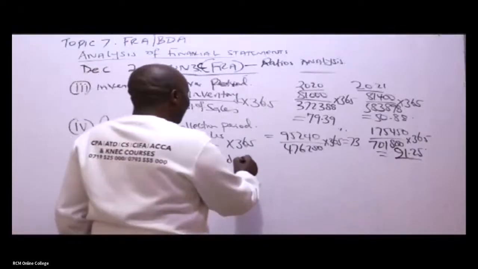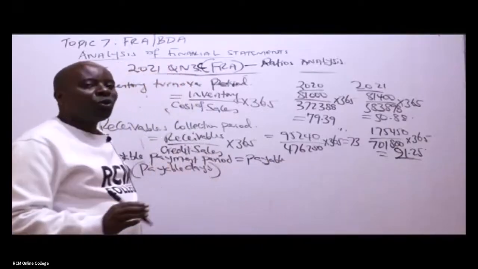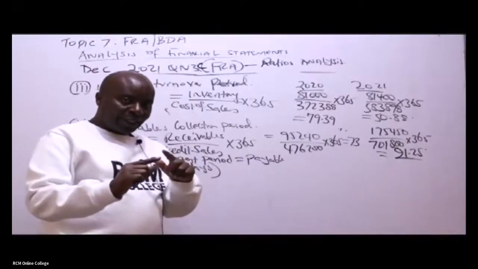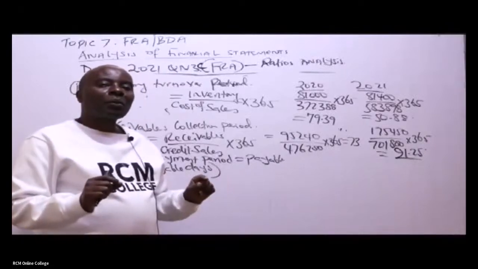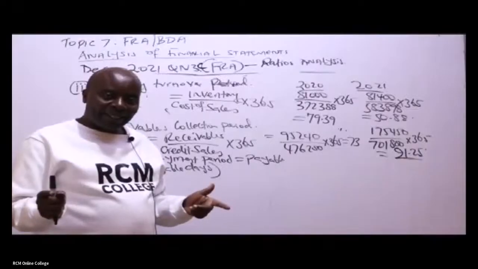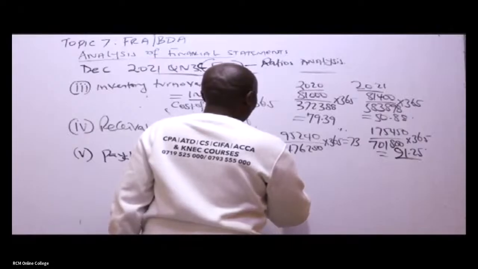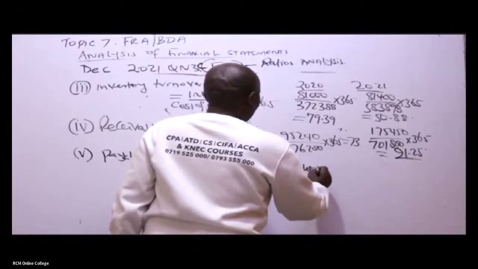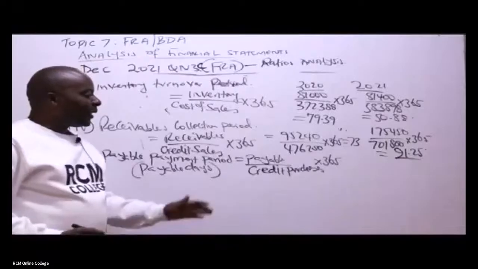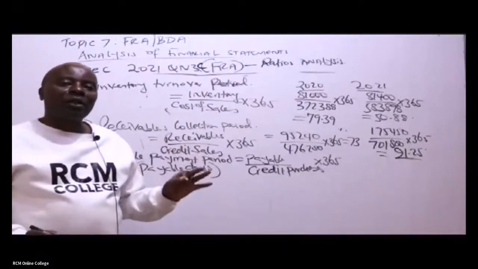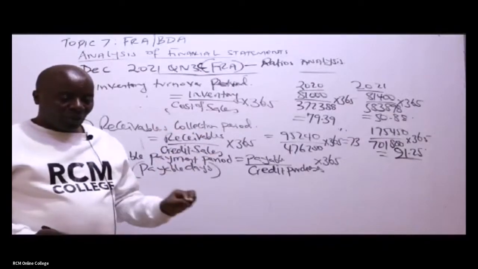So here I will take the payables. And I know for payables, we purchase, then we pay later. So these payables must be compared to the purchases, not cash purchases, the credit purchases. And whenever purchases is not given, when you can't figure it out, you shall always assume that it is the cost of sales.